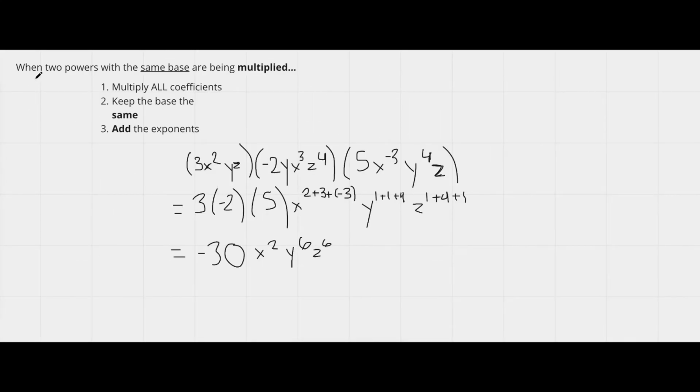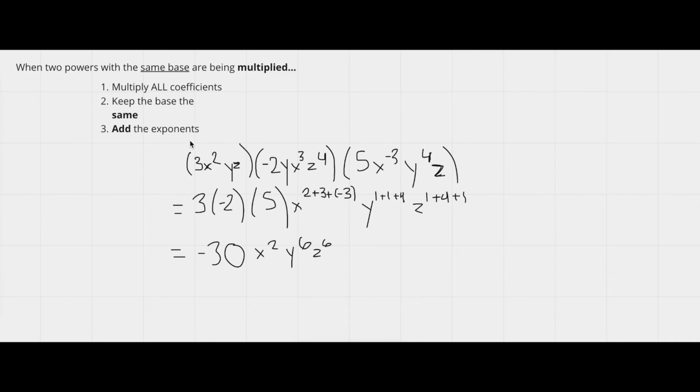Okay, now here is one last tricky example. Here we have 3x squared yz times negative 2yx cubed z to the power of 4 times 5x to the power of negative 3 y to the power of 4z. It's very complicated, but once we get the hang of it, we'll understand how this plays out. So now we need to find our coefficients, as it says up here. Multiply all coefficients. Our coefficients are 3, negative 2, and 5. 3 times negative 2 times 5, which is in our final answer, negative 30. Let's move on to the next step.